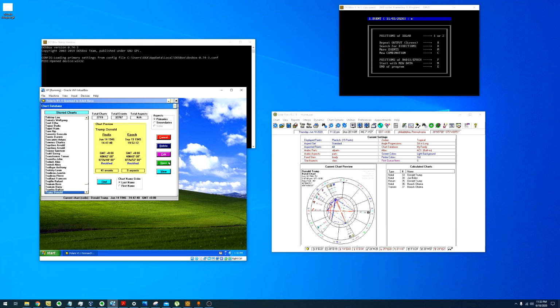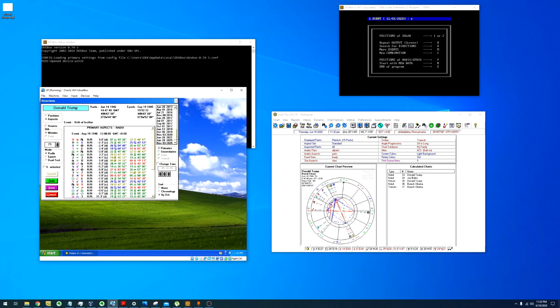But most importantly, we have to look at the third house. Look, in his epoch, Saturn is opposing the third house. Okay. Even in the dual test, look, Saturn is opposing the midheaven.